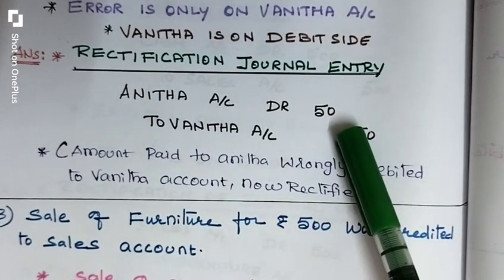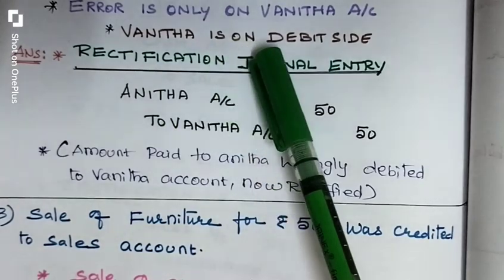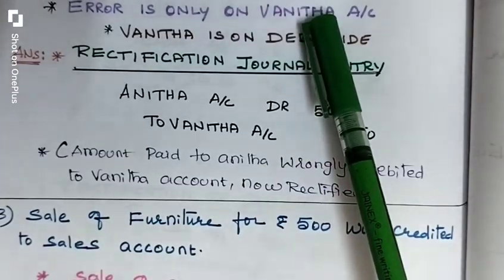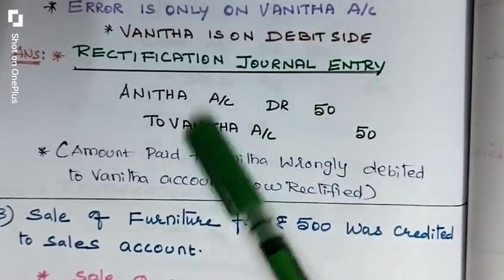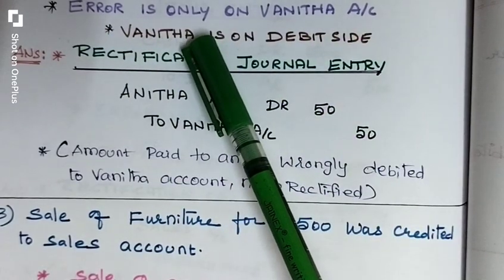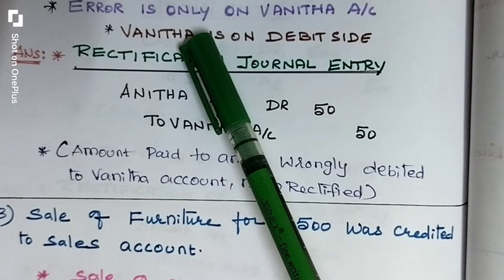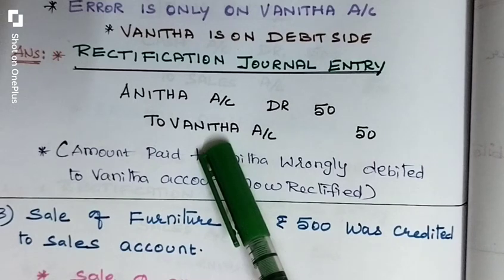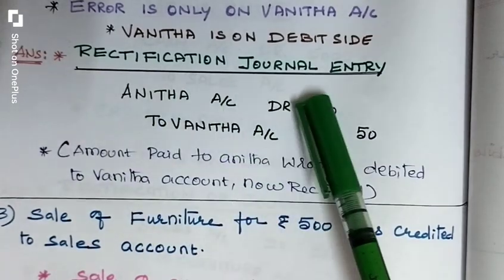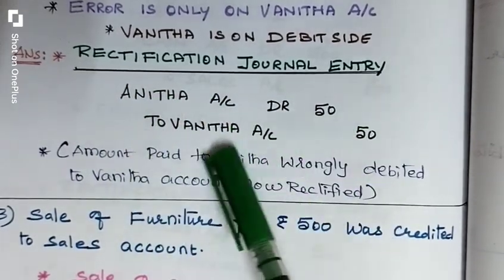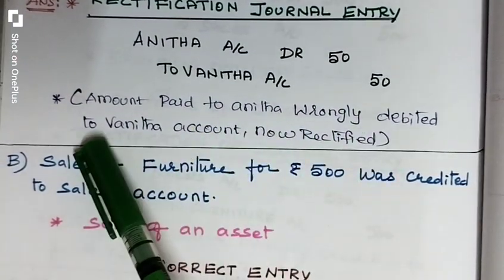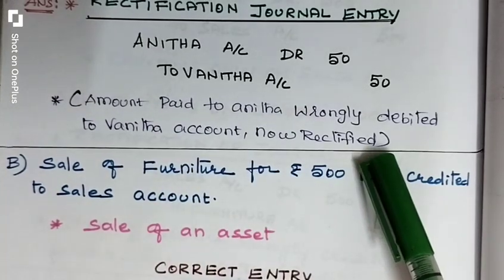Where is Vanita account? Vanita account is on debit side. The error is only on Vanita account, which is on the debit side, so we have to credit it. We credit the Vanita account only, and the error will be rectified. So the rectification journal entry is Anita account debit 50 rupees to Vanita account 50 rupees. The narration: amount paid to Anita wrongly debited to Vanita account, now rectified.